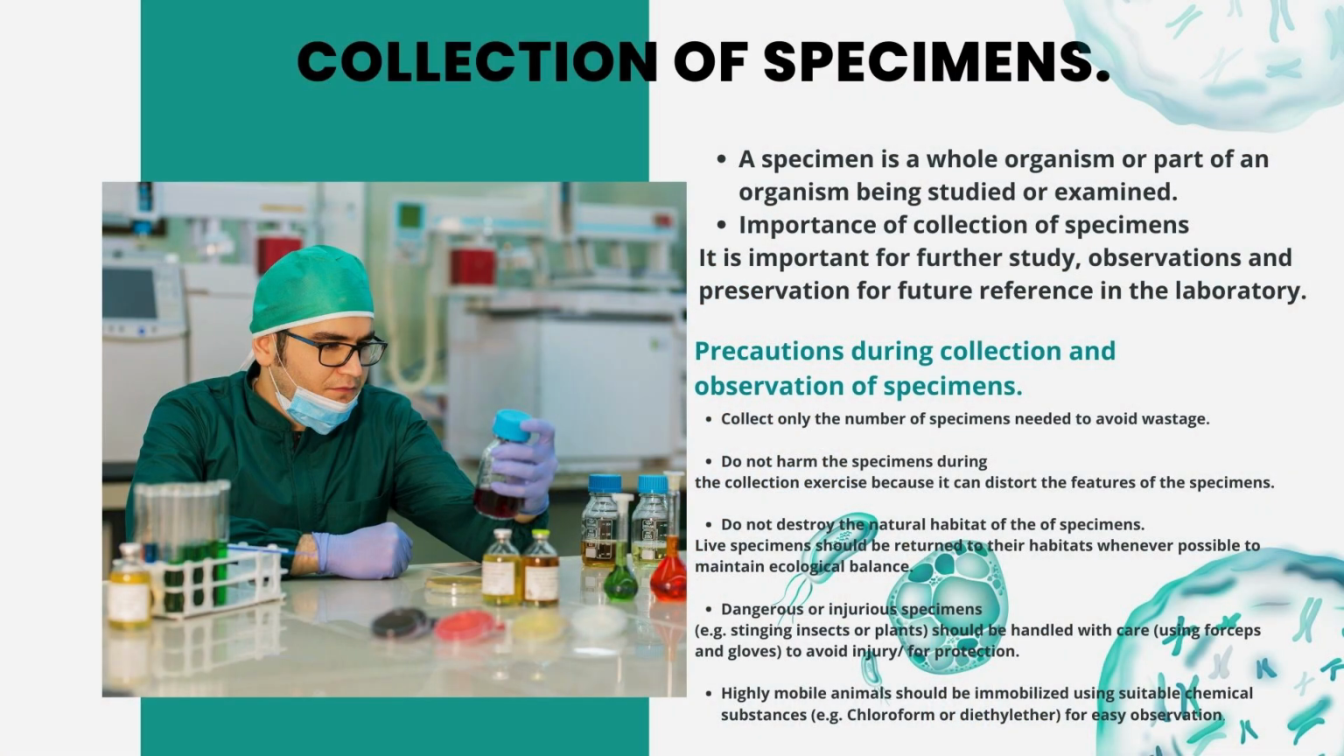For our last subtopic, we are going to discuss the collection of specimens and observation. And we'll start by defining what a specimen is. A specimen is defined as a whole organism or a part of an organism that is used in scientific study, either in the laboratory. Remember, we can have an insect, which is a whole organism, or a part of an organism. We can deal with a leaf. A leaf is a part of a plant, so it is not an entire organism.